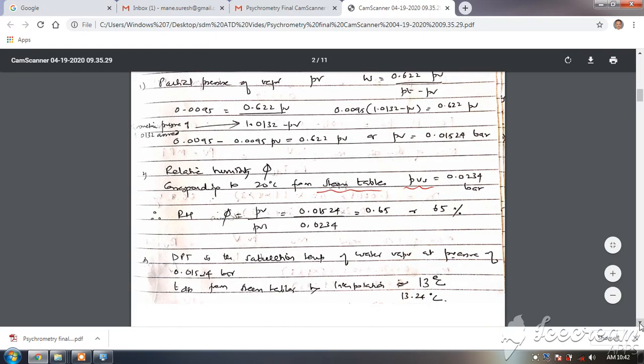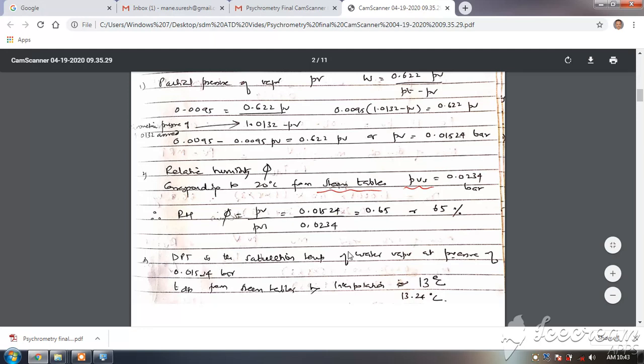Now relative humidity. As the dry bulb temperature is 20 degrees centigrade, from the steam table PVS is equal to 0.0234 bar. Relative humidity is PV by PVS. I am using bar on both sides. So PV is equal to 0.01524 bar divided by PVS, 0.0234 bar. So this is equal to 0.65 or 65%.